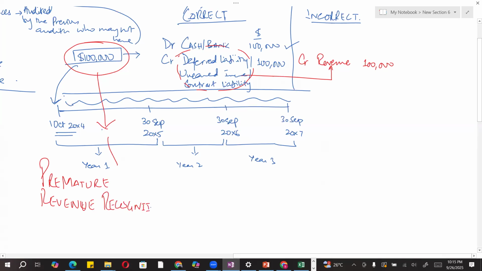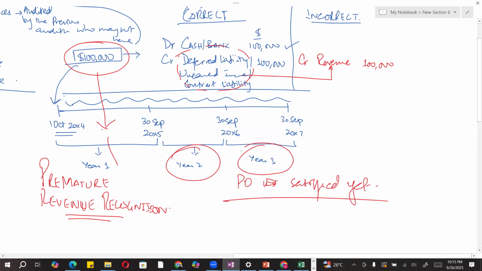Revenue is recorded on an accelerated basis while the performance obligations are not satisfied yet. There are performance obligations pertaining to year two and year three which have not been satisfied yet, but the entire revenue is recorded on an accelerated basis in this year.